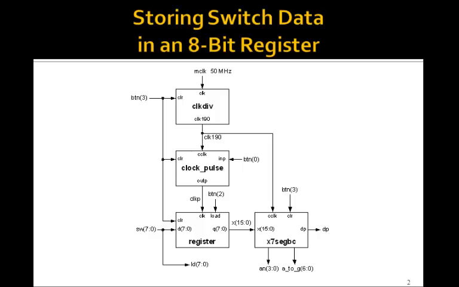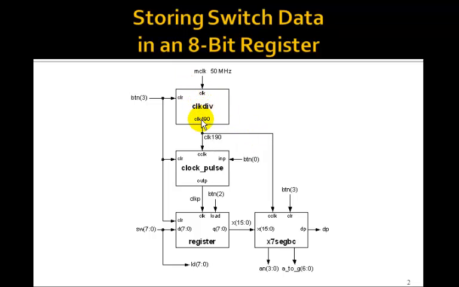We'll use these four components that we've seen in previous examples. Here's our clock div and our X7 seg BC that we had in lesson 80. Here's the clock pulse module that we designed in lesson 75. And this is the n-bit register which we designed in lesson 70. So we're just going to put these together in this top-level design.